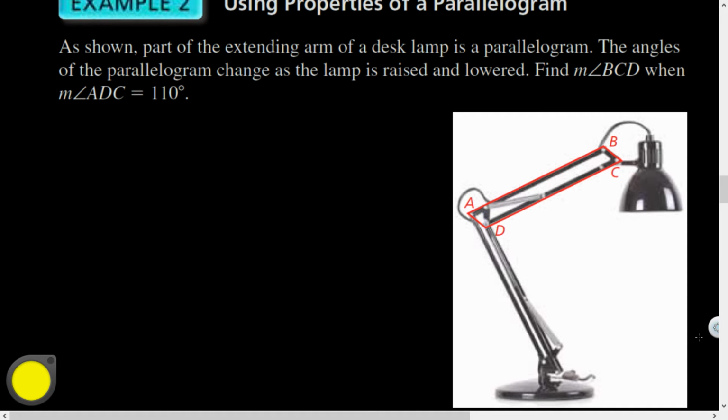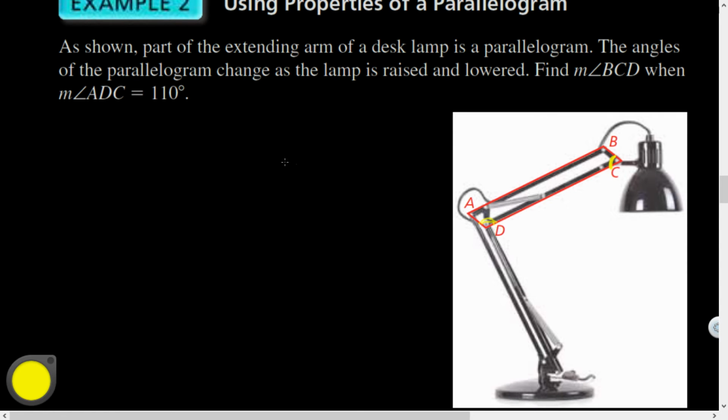Let's see. Example 2. Here's a table light, desk lamp thing. It says, as shown, part of the extending arm of the desk lamp is a parallelogram. I believe it. The angles of the parallelogram change as it is raised and lowered. Find the measure of angle BCD. All right, so that's this angle right here, when angle ADC is 110.